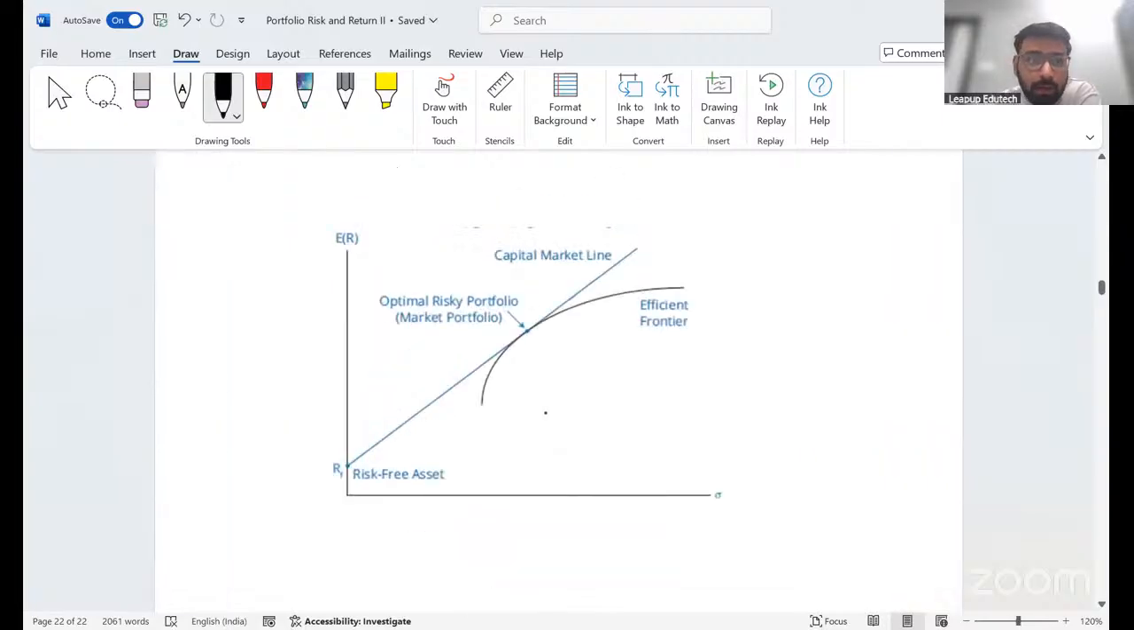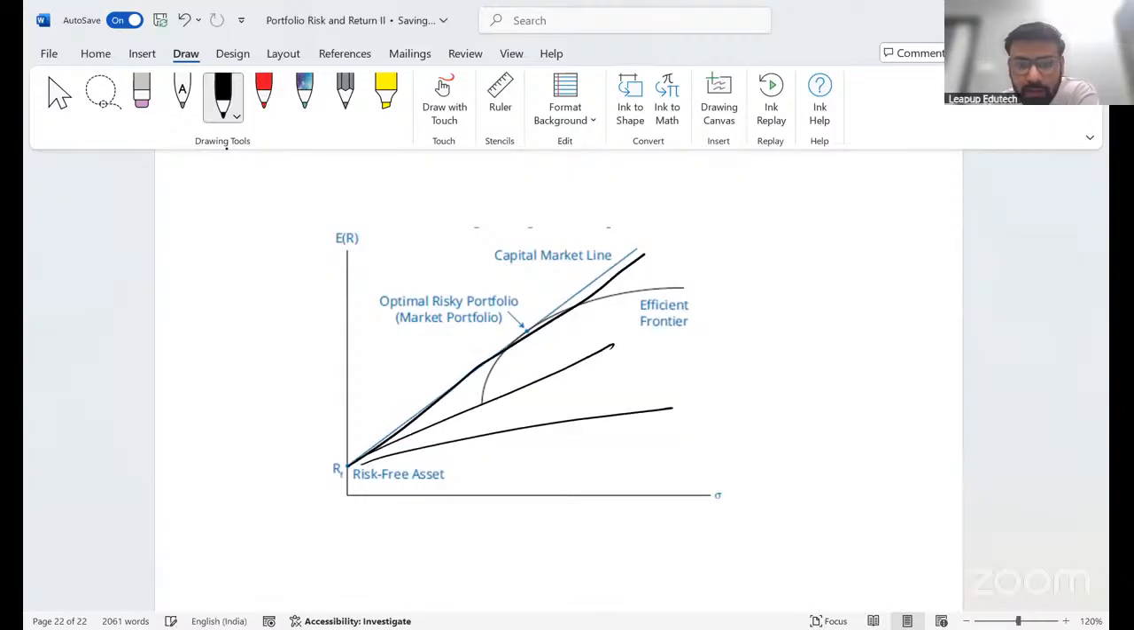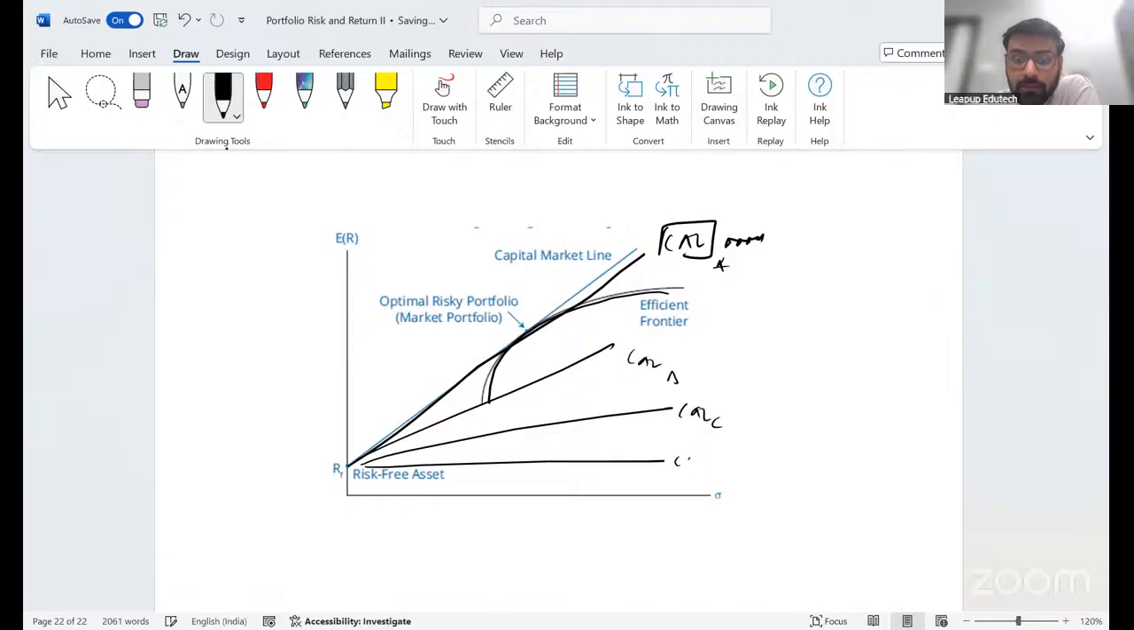Now, out of the multiple CALs that are possible, this is CAL A, CAL B, CAL C, CAL D, whatever that may be, which one is going to be the best CAL for me? The one that lies on the efficient frontier. Very, very important. The one that lies on the efficient frontier is the best CAL for me. So for every investor, because all of our CALs are the same, CAL A, CAL B, CAL C, CAL D.